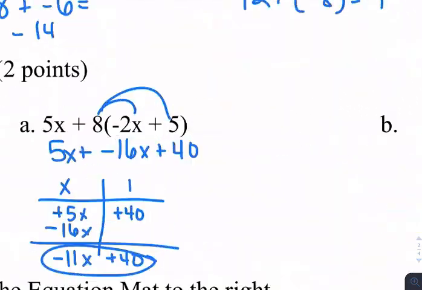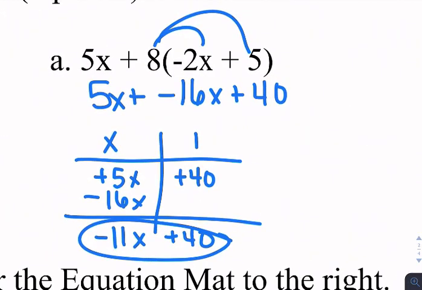All right, and then we have our combining like terms. So this is the first one for part A. It said to simplify as much as we can. So I have 5x plus 8 groups of 2 negative x's and 5 positive 1's. It is really important that you distribute or you multiply first, because if you don't, you're going to get the incorrect answer when you simplify.